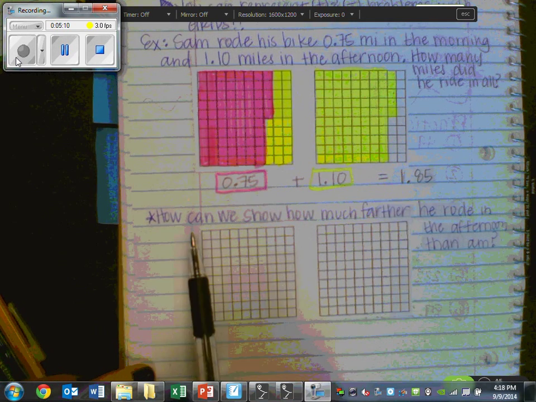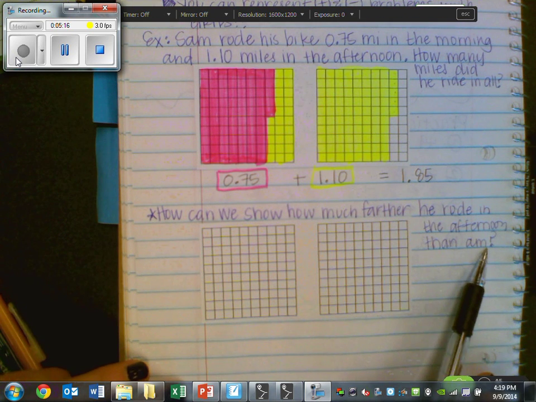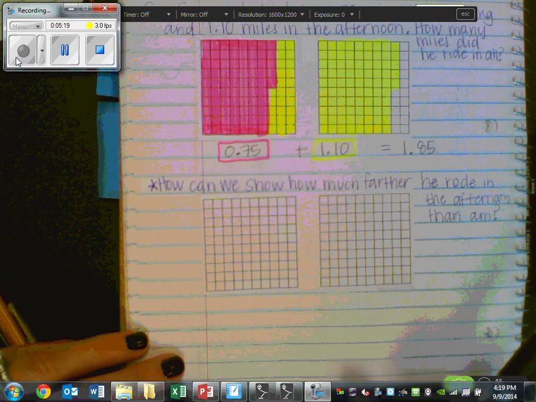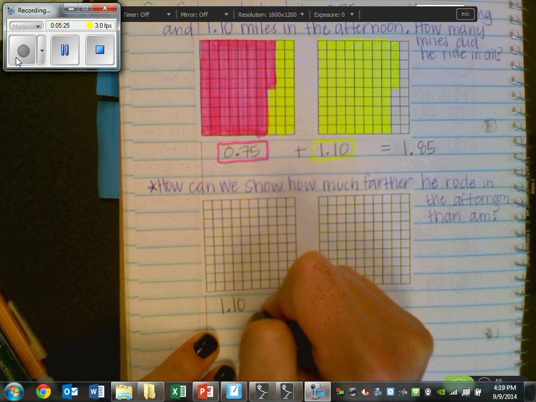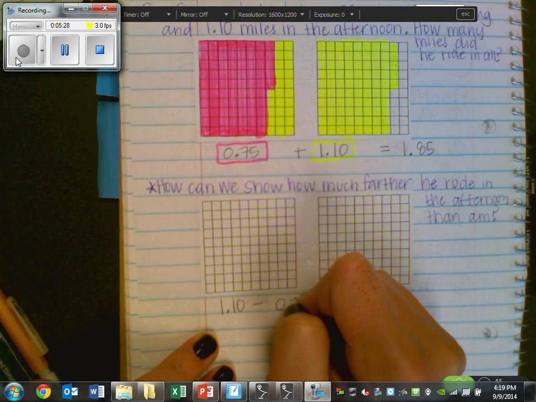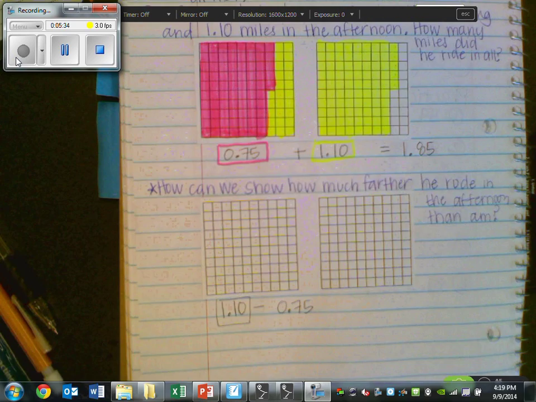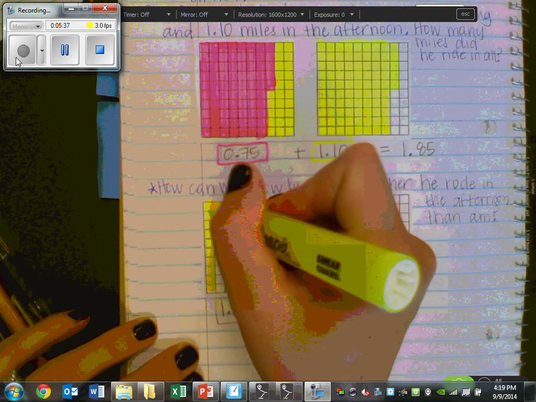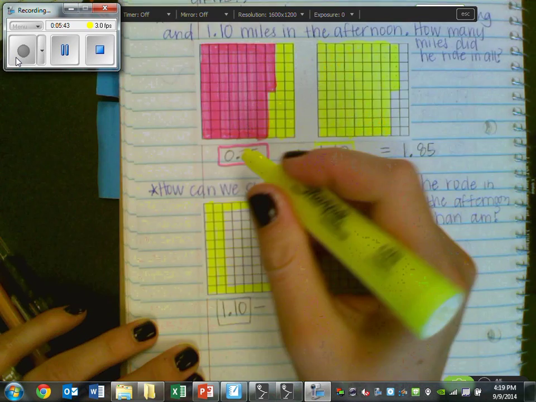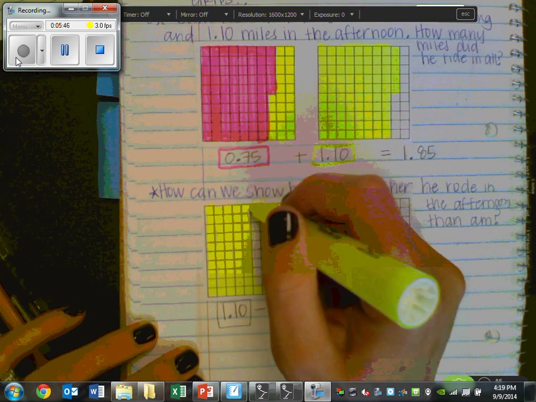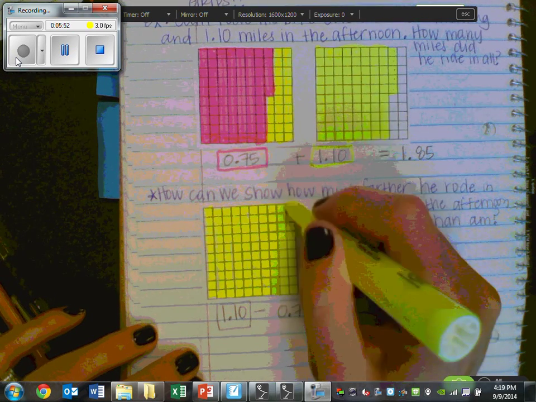Okay, moving along. Another problem is how can we show how much farther he rode in the afternoon than in the morning? So we know that is going to be a subtraction equation, which is 1 and 10 hundredths minus 75 hundredths. So I'm going to shade in my 1 and 10 hundredths again in yellow. And now I'm going to show you how you represent subtraction. Addition makes sense because you just shade in the exact amount you have for each addend and then count up all the squares.